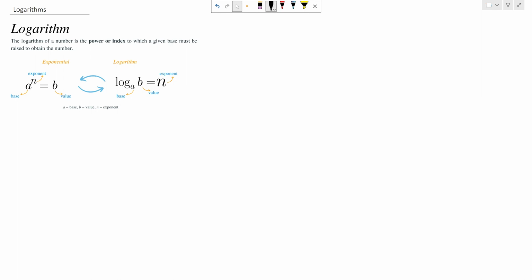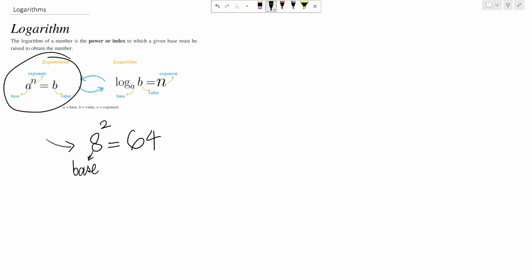First of all, let's take a look at this exponential thing. We know we can write a number in its exponential form as, for example, let's say 8 to the power of 2 is 64, right? We know 8 to the power 2 is 64. So here 8 is acting as a base because there's a power on top of it. 8 is the base, 2 is the exponent, and 64 is the value, which means the base when raised to a certain exponent gives us a value, which is 64 in this case, right?